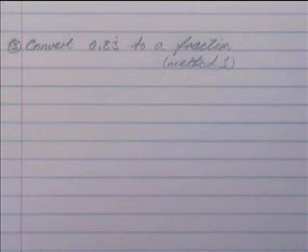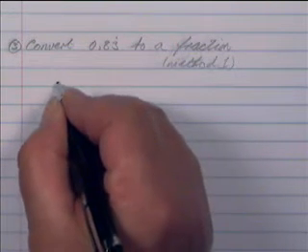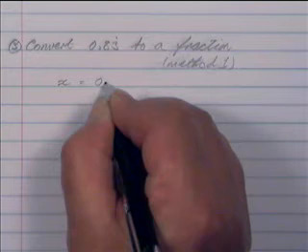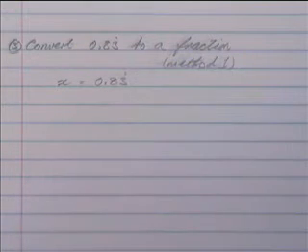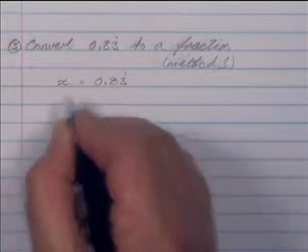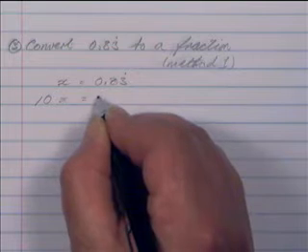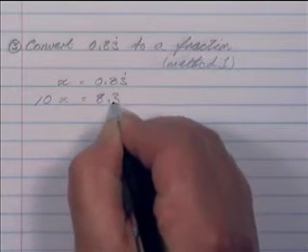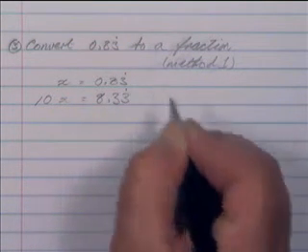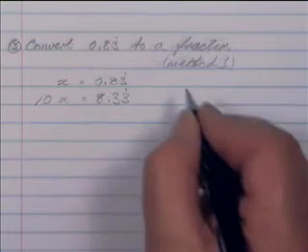Okay, convert 0.83 recurring to a fraction, method 1. And it's identical to what we did before. So let's write it out. x equals 0.83 recurring. There's one digit that recurs, so we're going to multiply by 10. So 10x equals, notice how I write this down, 8.33 recurring. I've written it like that for a special reason, and it'll become clear in a moment.